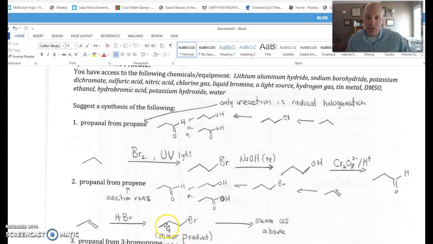Once we get to this right here, essentially we're finishing it off the exact same way that we did right here. So same as above. Once we get here, treat it with sodium hydroxide to get the alcohol, and then oxidize the resulting alcohol up to the aldehyde.